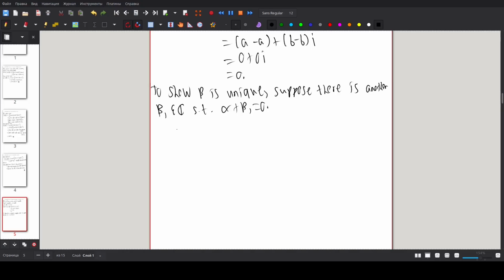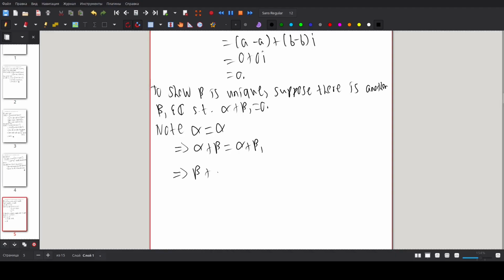So note that alpha equals alpha. I don't think anyone will dispute that. Okay. Well, also, this means alpha plus beta is going to equal alpha plus beta 1, because alpha plus beta is going to equal 0, and alpha plus beta 1 is also going to equal 0 by our assumption here. And since this is an equation, I'm just going to add another beta to both sides. So I'm going to say beta plus alpha plus beta equals beta plus alpha plus beta 1.